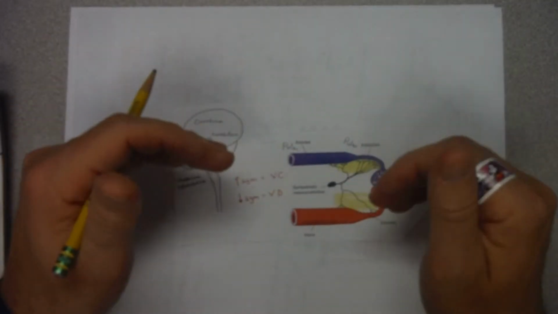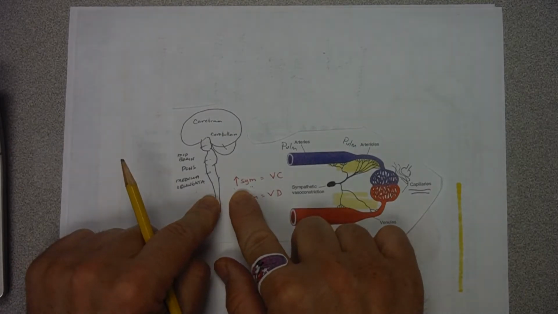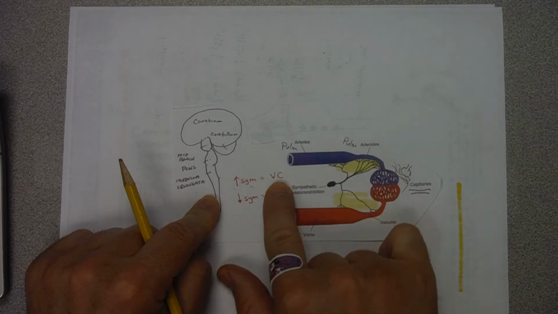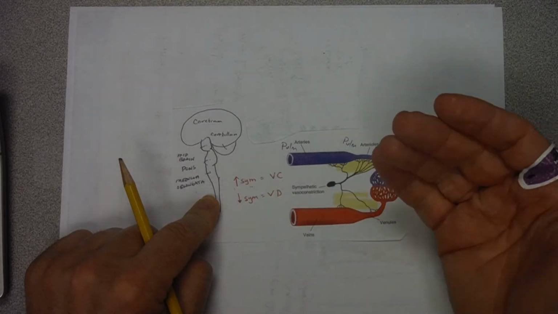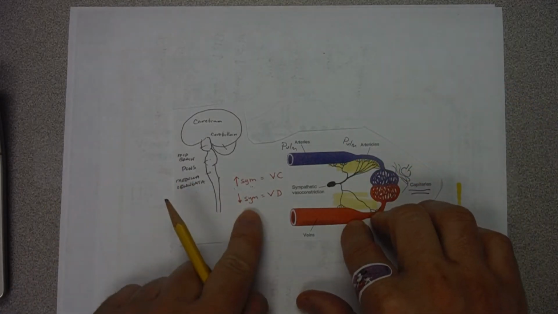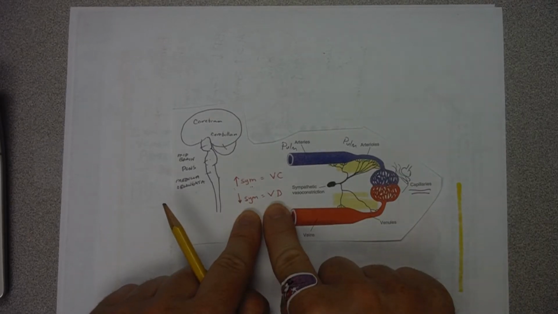So when blood pressure is down, the medulla oblongata is responsible for increasing its sympathetic nerve activity to the vessels, and the vessels will vasoconstrict. If the blood pressure is elevated and we need to lower the pressure, the medulla oblongata decreases its sympathetic nerve activity, which causes the vessels to dilate.